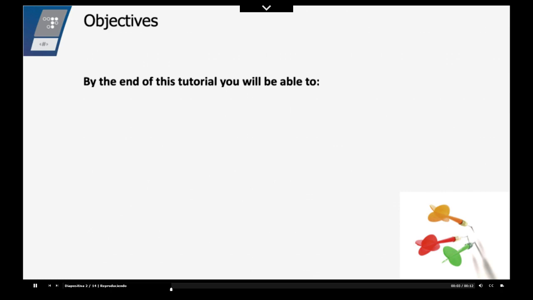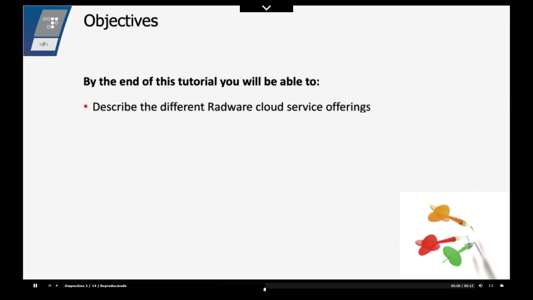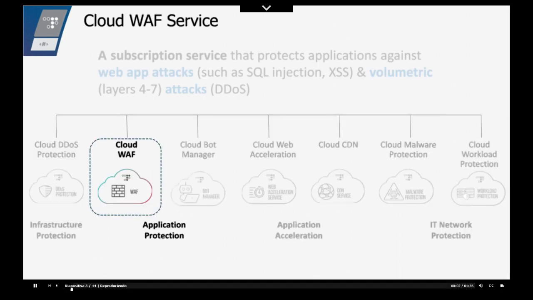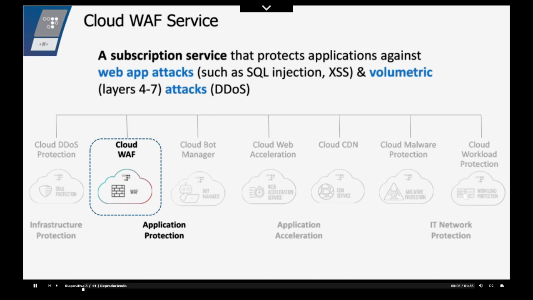By the end of this tutorial, you will be able to describe Radware's different cloud service offerings, and specifically Radware's Cloud WAF Service. Radware's Web Application Firewall, WAF, secures web applications and enables PCI compliance by mitigating web application security threats and vulnerabilities. WAF prevents all types of web server attacks, such as cross-site scripting, XSS, SQL injection, web application vulnerabilities, cross-site request forgery, CSRF, cookie poisoning, session hijacking, and brute force.